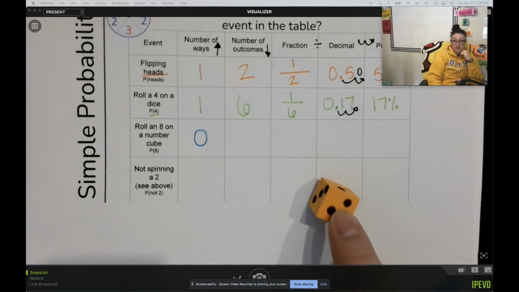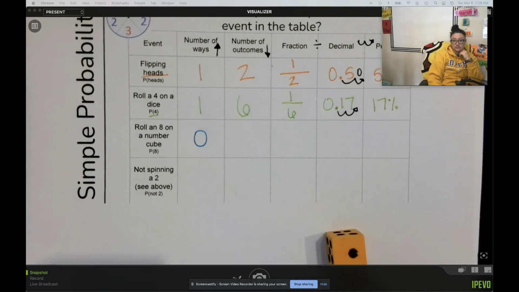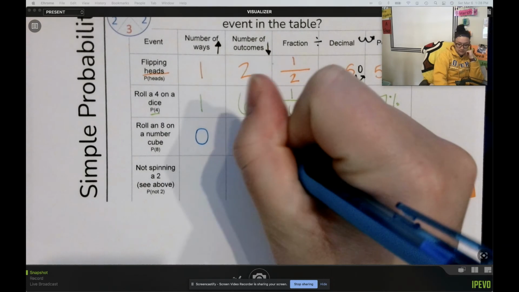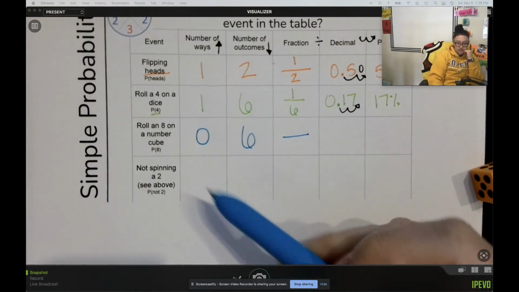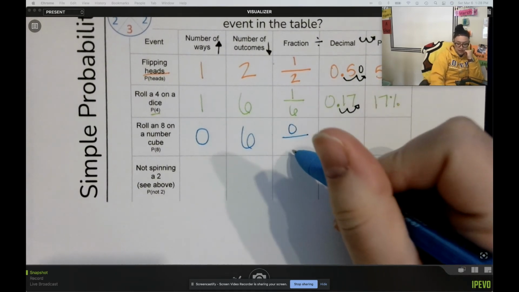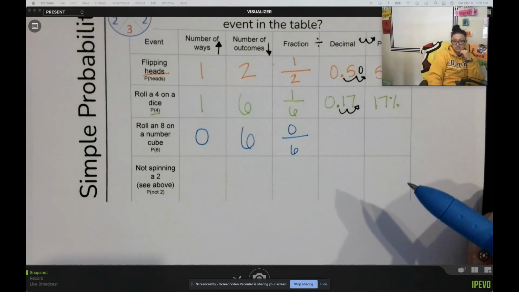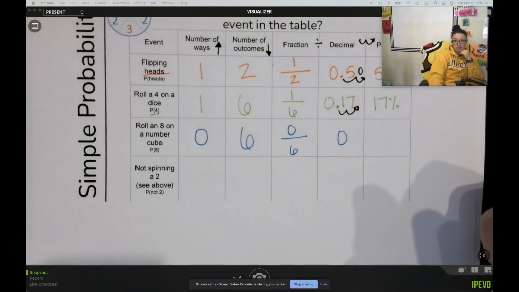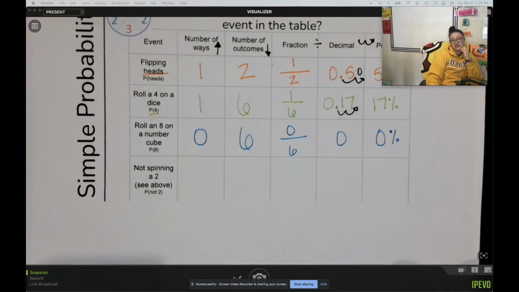Again, how many outcomes are there? How many total sides are on this dice? 6. We still make our fraction. The chances goes on top. The total number goes on the bottom. What's 0 divided by 6? 0. It's impossible. It can't happen. There's no 8 on a dice.